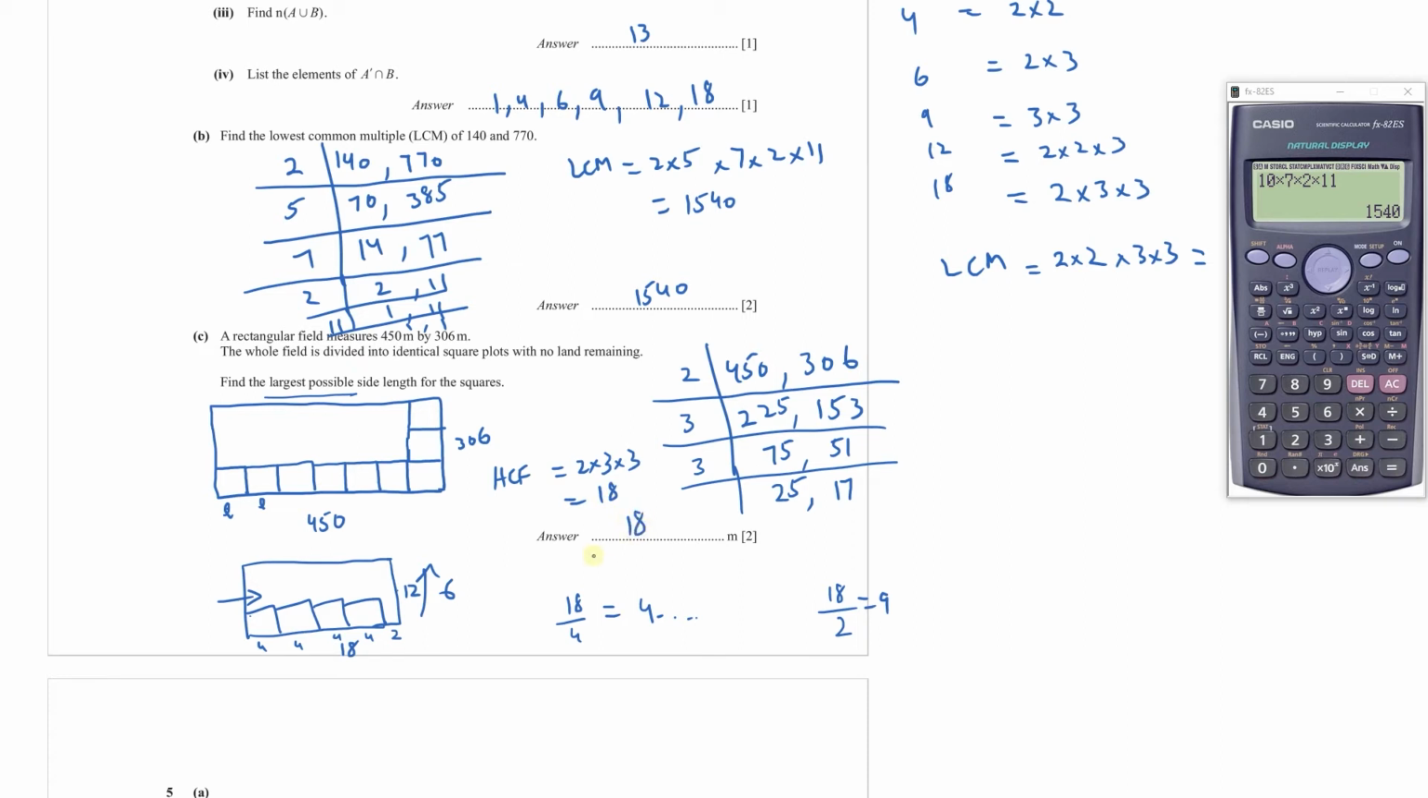So 18 meters. If you select this length to be 18 meters, 450 will be divisible by 18 and you will have a whole number. So let's calculate it. 450 divided by 18 is 25. So you will have 25 blocks this way, and 306 divided by 18 will give you 17 blocks this way. So both 306 and 450 are divisible by 18.